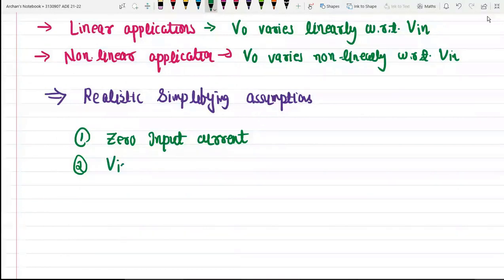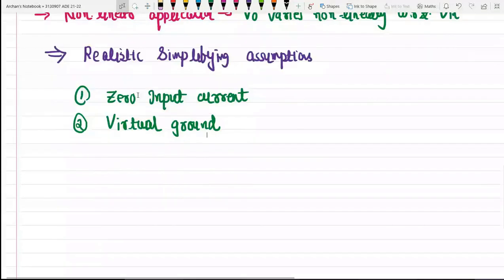Now what do we mean by this virtual ground? Let us try to understand. Virtual ground means the differential input voltage Vd between the non-inverting terminal and inverting terminal is essentially zero. And this is obvious because even if the output voltage is a few volts, due to the large open loop gain of the operational amplifier, the difference voltage Vd at the input terminals is almost zero.